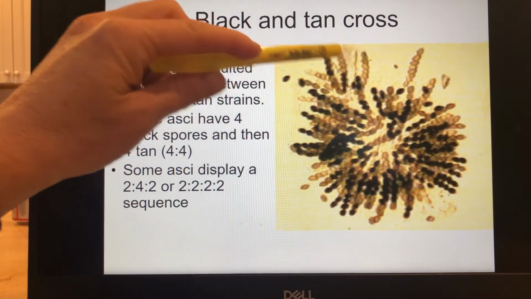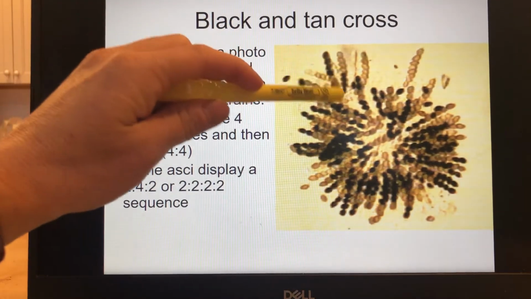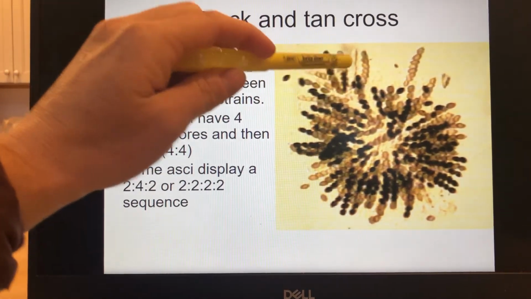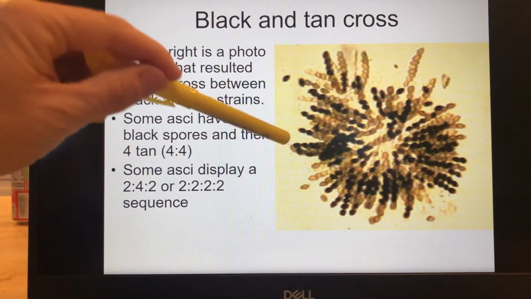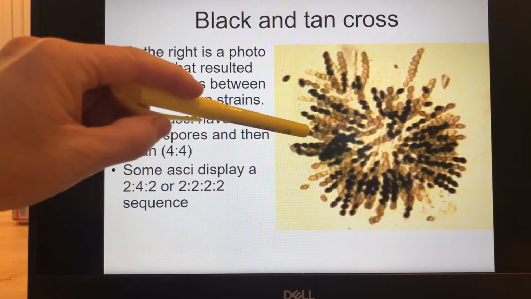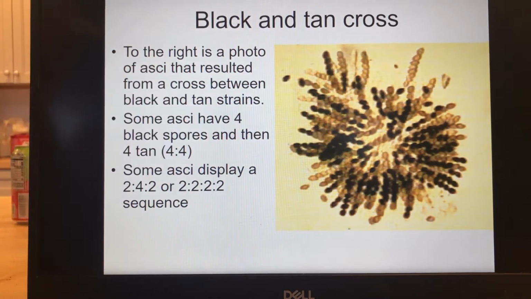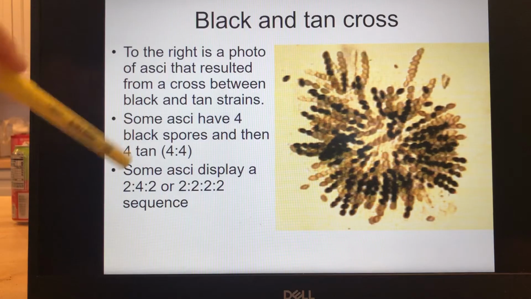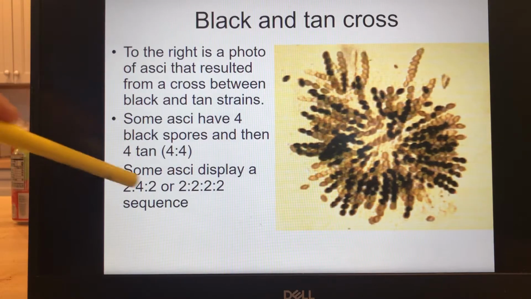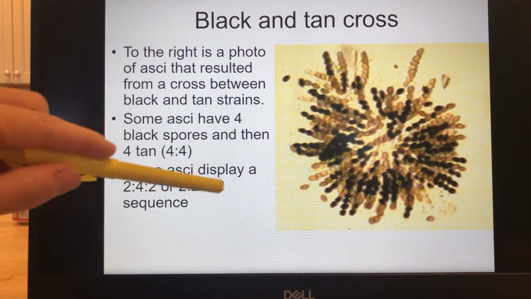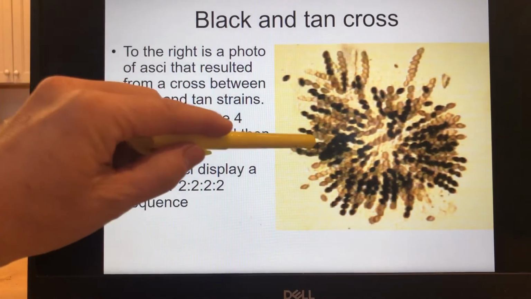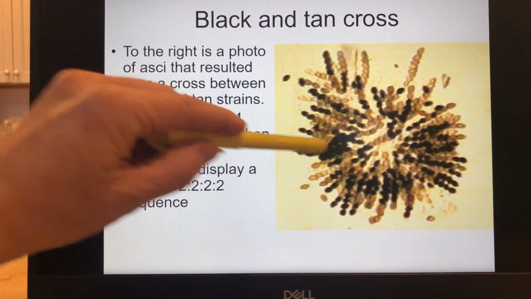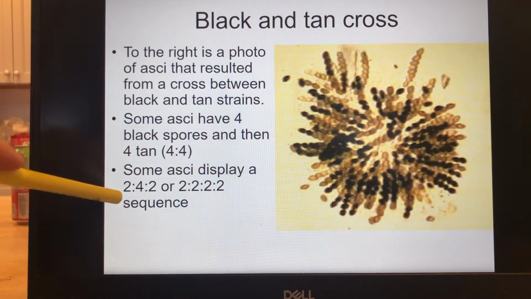This is a nice example of a 4 black, 4 white, 4 white, 4 black. But then you're going to see some where you can't see the entire spore, but you've got 2 black, 2 tan. So you can go ahead and assume that you've got this kind of arrangement, a 2 to 2 to 2 to 2, even though you can't see the rest. Or maybe that's a 2 to 4, because look, it's 1, 2, 3, 4. So I'd probably call that one a 2 to 4.